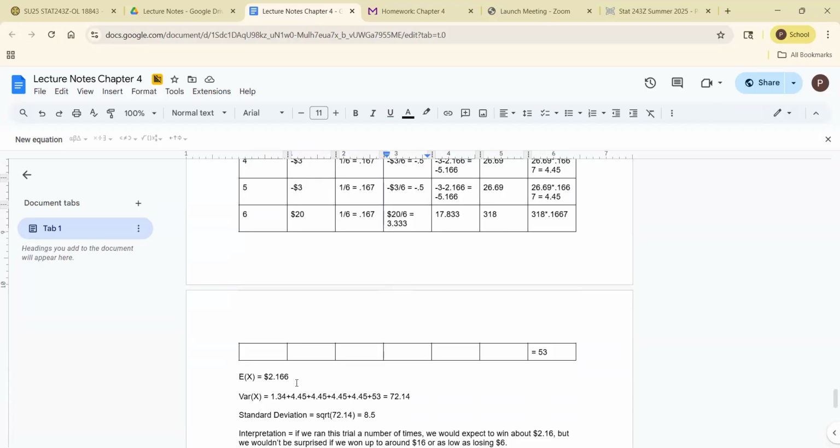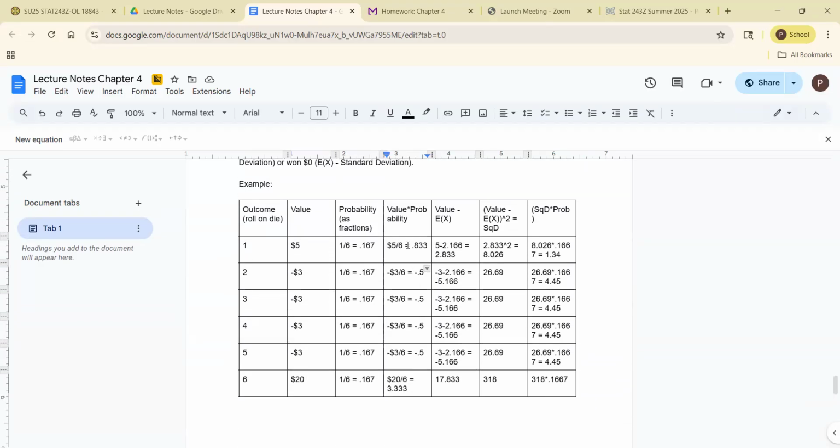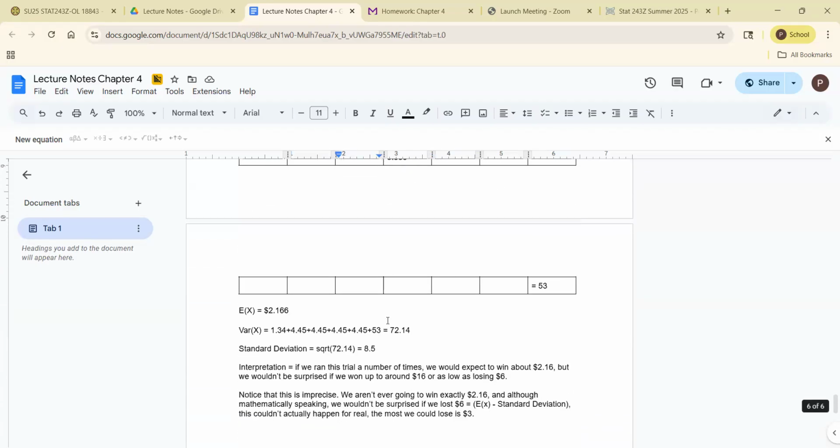If you want to go another step and find the variance, then you take your value and you subtract your expected value, $5 minus 2.166. So you get your value minus your expected value. Then you square that to get your squared differences. Then you multiply each squared difference by its probability. And then you add all those up to get the variance. And to get the standard deviation, you just take the square root of the variance.